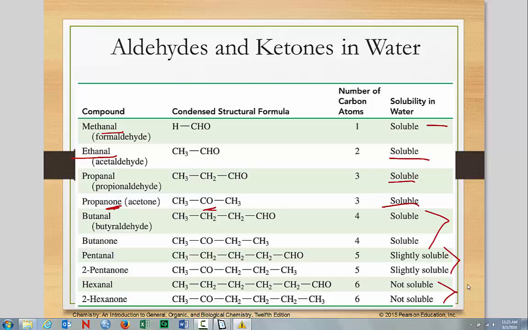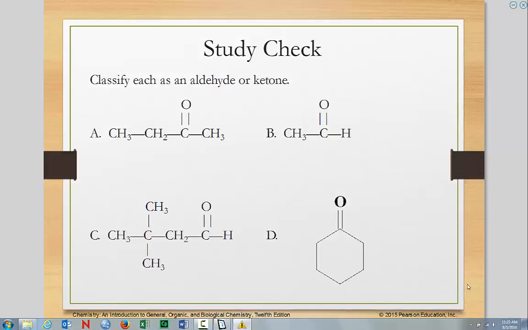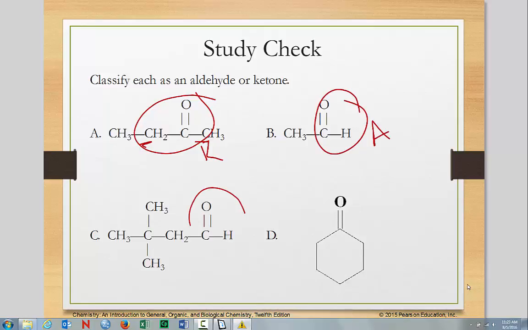Alright, so which one's an aldehyde and which one's a ketone? Remember, if it's at the end, it's an aldehyde. If it's in the middle, it's a ketone. So here, it's in the middle because it's surrounded by carbons. So that's going to be a ketone. Here, it's at the very end. It's a terminal one. So that's an aldehyde. Here, it's at the end. It's an aldehyde. And this one here is in the middle, so it's a ketone.